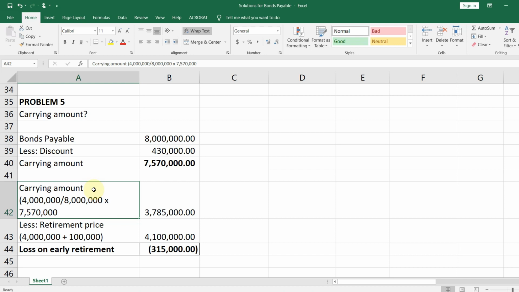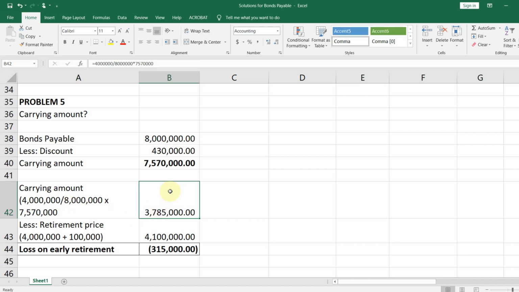Okay? Kasi makukuha mo yung ratio doon. Okay? So, halata naman kalahati. Okay? So, 4 million divided by 8 million, that's the percentage of the retired bonds, okay? Multiply mo siya ngayon sa carrying amount para malaman mo ano ba yung value noong nung ni-retire when it comes to the carrying amount. Ano ba talaga yung value niya? Okay. So, we get 3,785,000. Okay, so yan ang computation natin, 4 million divided by 8 million times 7,570, you'll get 3,785.